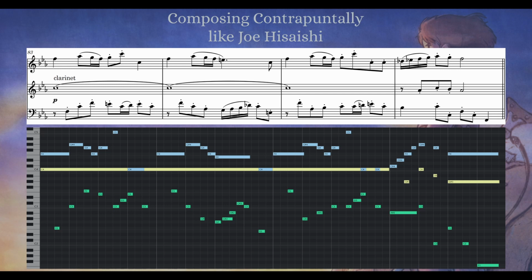I think most great contrapuntal textures have a blend of all three. Contrary motion helps to maintain independence between lines, so notice where Hisaishi features contrary motion between oboe and bassoon.